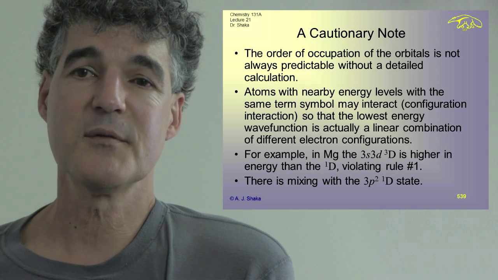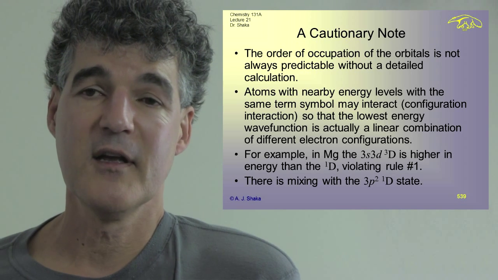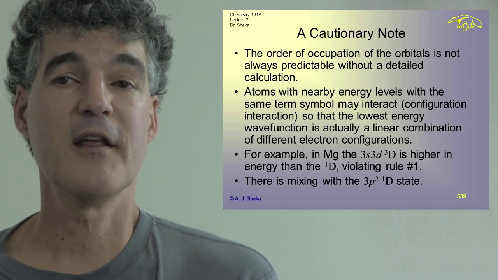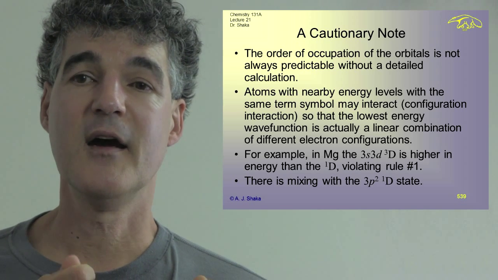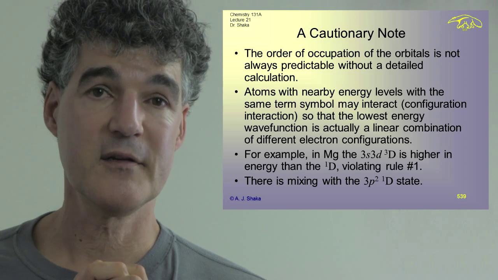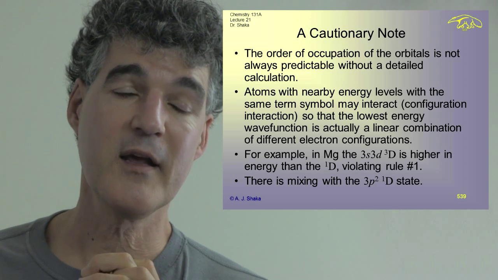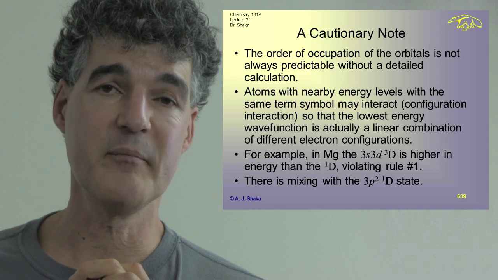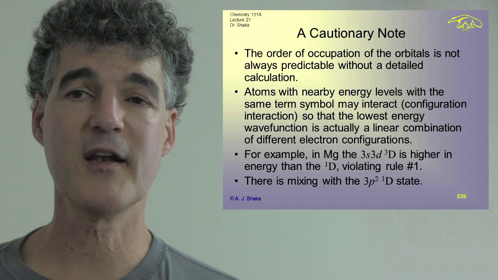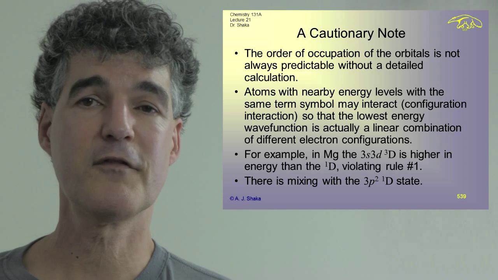But there are some systems, for example, this was worked out in the 30s even, that in magnesium, the excited state 3s3d, the triplet D is higher in energy than the singlet D. And that violates Hund's rule number 1. Now that's for an excited state atom, and I said that it works best for ground state atoms. But nevertheless, it's kind of interesting to say, well, why did that fall apart for magnesium?